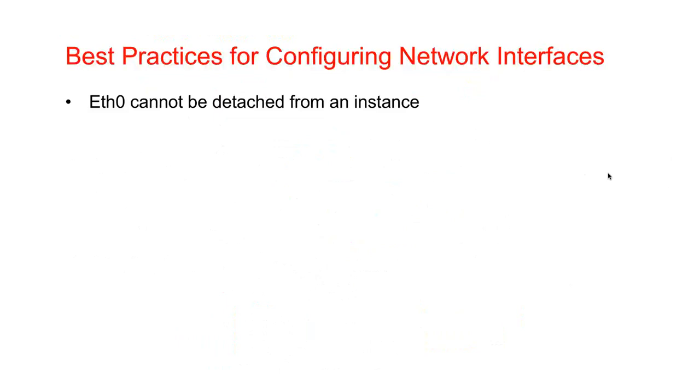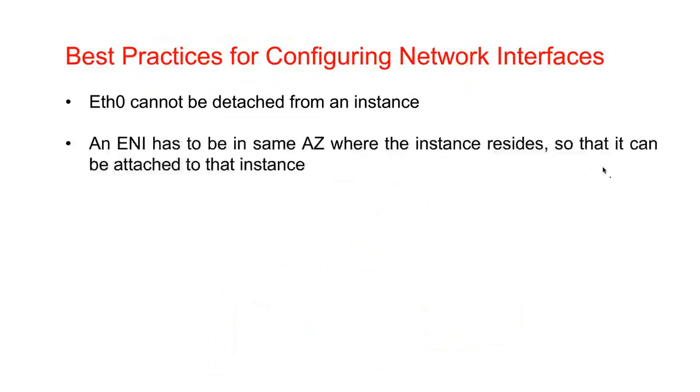What are the best practices for configuring network interfaces? First thing first, the default network interface ETH0 cannot be detached from an instance. This thing you have to keep in mind. An ENI has to be in the same AZ or availability zone where the instance resides, so that it can be attached to that instance.